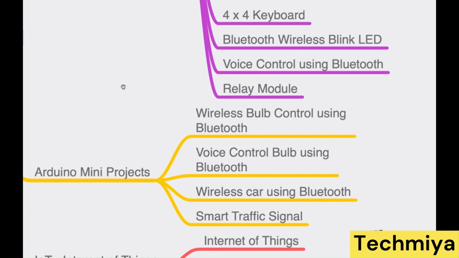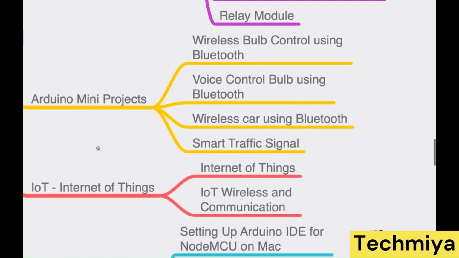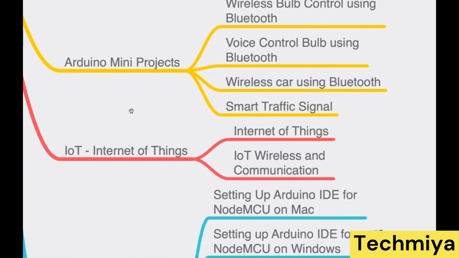First we'll create a wireless bulb control using Bluetooth, and then we'll go a step ahead and make it a voice control bulb. Then after that we will build a wireless car using Bluetooth, and then we will have a smart traffic signal. Then after this we'll come to IoT.